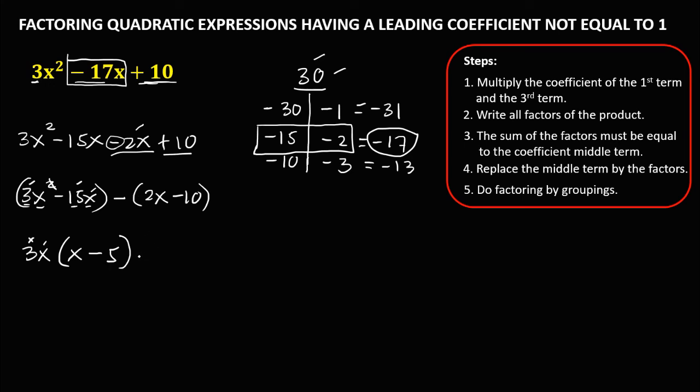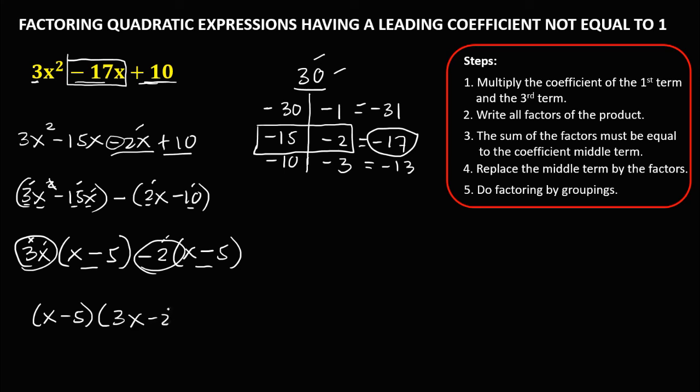Then for the second group, so minus 2 and 10, divisible by 2. Then 2 divided by 2, that's 1. Then we have x. Then minus 10 divided by 2, this one is 5. Then observe that for the first group, we have x minus 5, and for the second group, x minus 5. So put x minus 5 outside. Then times, combine this 3x minus 2. So times 3x minus 2. So these are the factors of this quadratic expression.